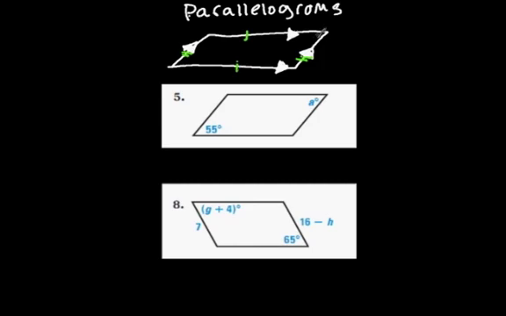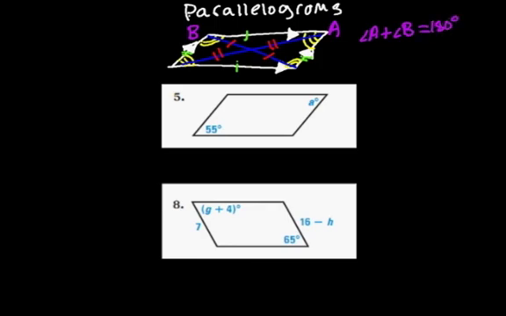If it's a parallelogram, then opposite angles are also congruent. Let's make this one 3. And what else did we learn? We learned that the diagonals are going to bisect each other. That means that this will be congruent to this, and that will be congruent to that. Is there anything else that we learned? Oh yeah, if this was angle A and this was angle B, then angle A plus angle B is going to equal 180 degrees.